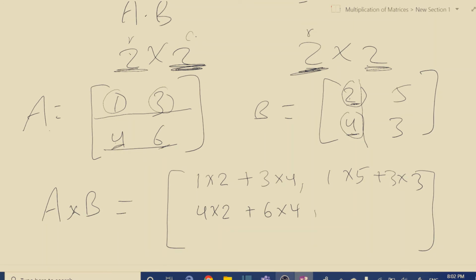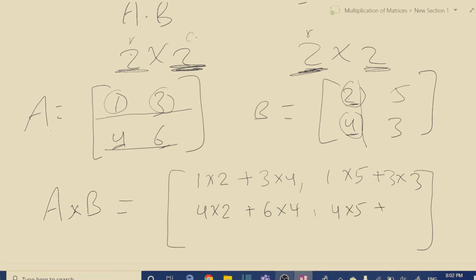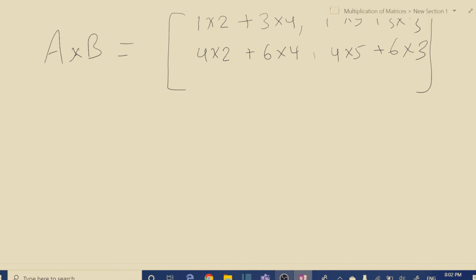Second row of matrix A multiplied by second column. So that will be 4 times 5 plus 6 times 3. Okay, so then the next step is just cleaning up.